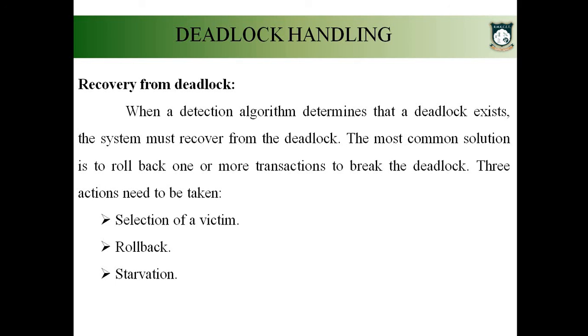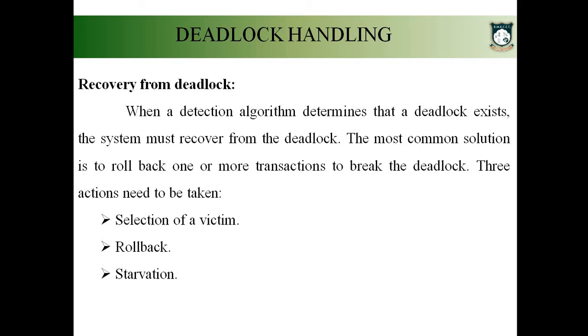It leads to starvation. How to avoid starvation? You also have to take the number of times the transaction has been chosen as a victim as a factor. I will explain an example. Assume that there is a transaction called T5, which is a very inexpensive transaction. It is not costing much. Now whenever a deadlock occurs, and if this T5 is involved, what happens?